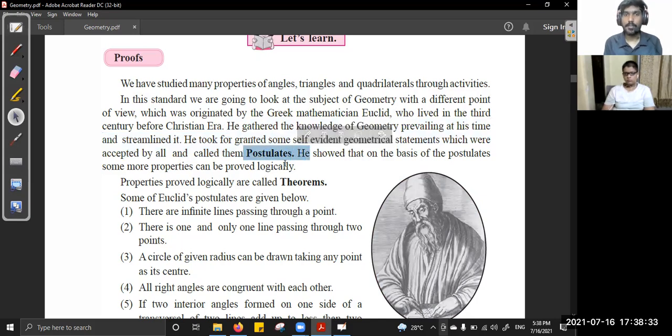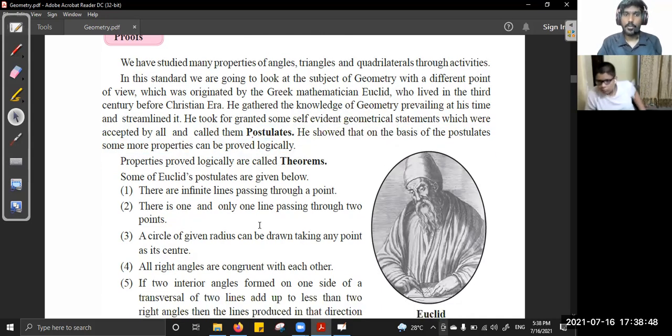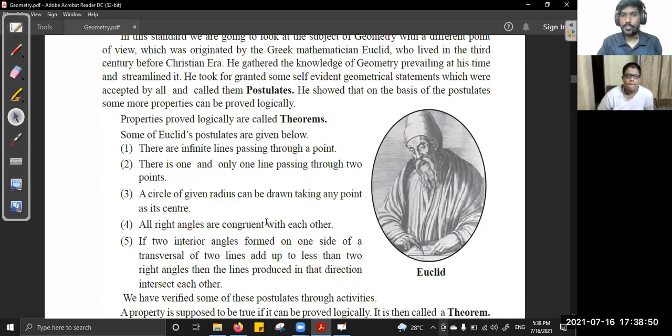Let's see some examples. He showed that the basis of postulates are properties that can be proved logically. So logically it can be proved, but it won't have a strong and concrete proof. Such statements are called postulates. Now, these are the examples of postulates which were given by Euclid.